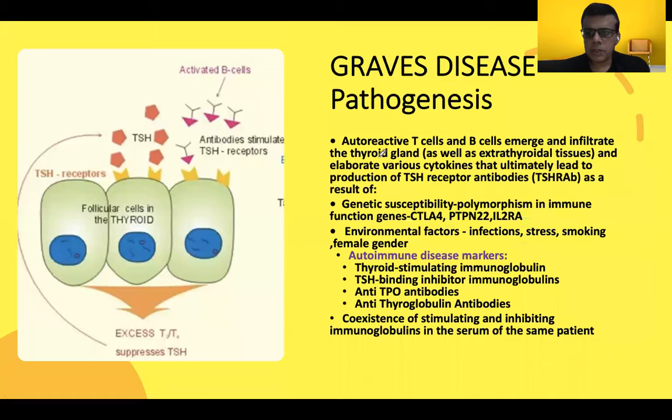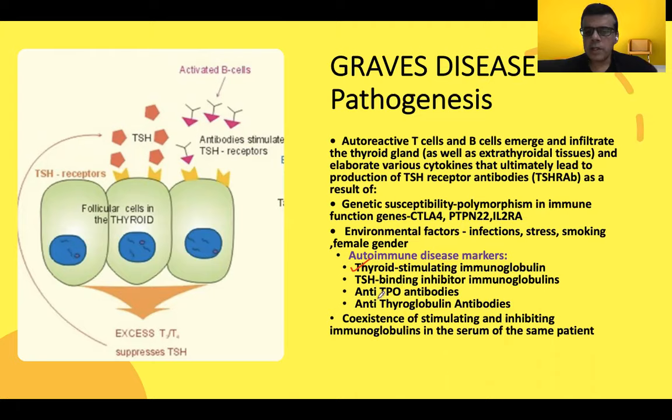The pathogenesis lies in various autoantibodies. The most common autoantibody that is seen is thyroid stimulating immunoglobulin. Though the patient can have TSH binding inhibitor immunoglobulin as well, both of them can coexist in the same patient. But it is the thyroid stimulating immunoglobulin, or TSI, which is the predominant one, and all the effects of Graves' disease are usually conferred due to this thyroid stimulating immunoglobulin.